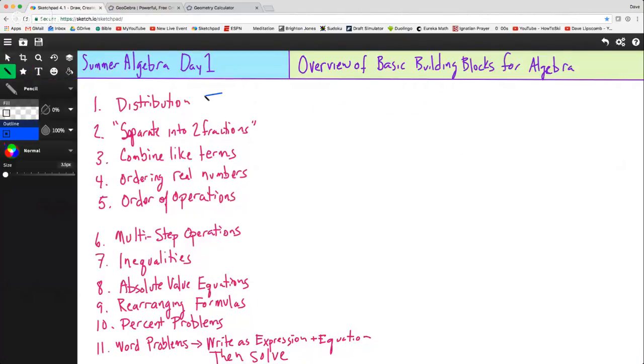So we're going to start with distribution, and distribution is stuff like this: 2 times x plus y, and then what does that equal? Then we're going to talk about separating into 2 fractions. This is when you have something like 5x plus 20 over 10, and how to simplify that, or rearrange that, or write an equivalent expression. Combining like terms: 2x plus y plus 10 minus x plus 4y plus 20. These are problems like that.